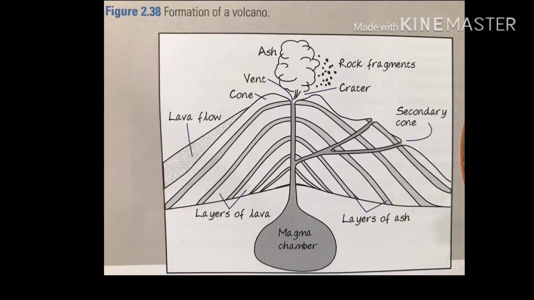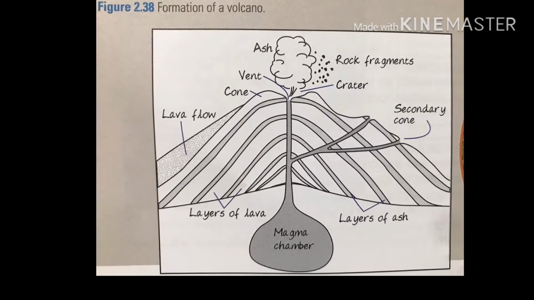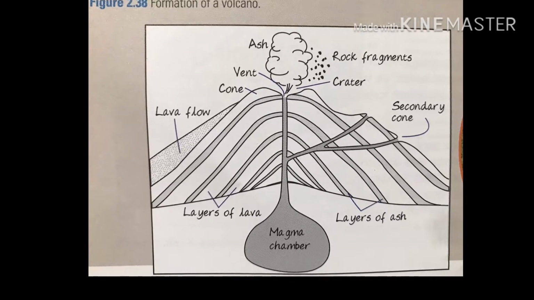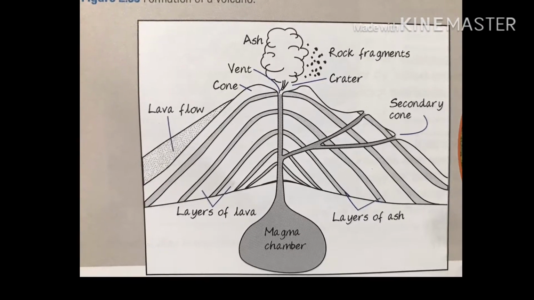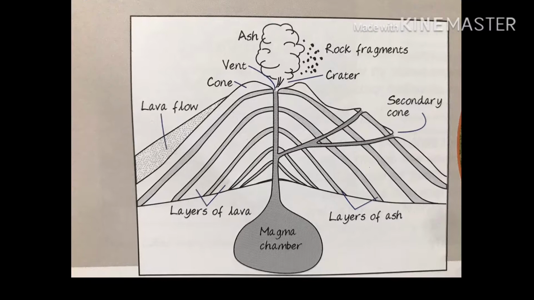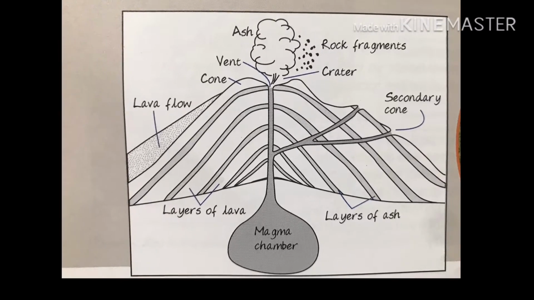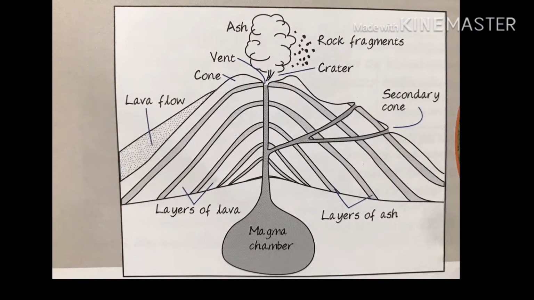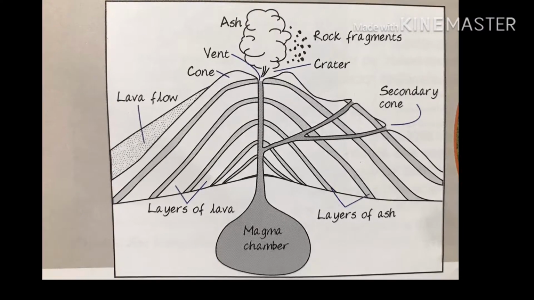Now what you see in this diagram here, figure 2.38, is a cross-section of a typical stratovolcano, including things like the ash plume and the rock fragments that are ejected during an eruption itself. So this is a fully labeled cross-section diagram of a stratovolcano.